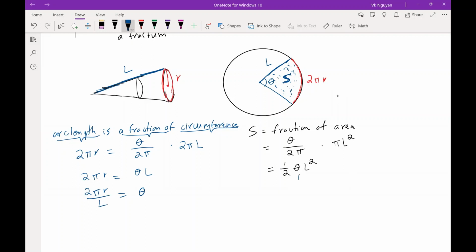And then now we can do the substitution to get the surface area to be 1 over 2 times 2 pi r over L times L squared, which is pi r L. Surface area per cone. Now we're going to take a look at how we compute the surface area of the frustum.